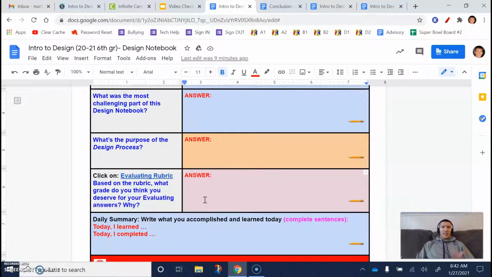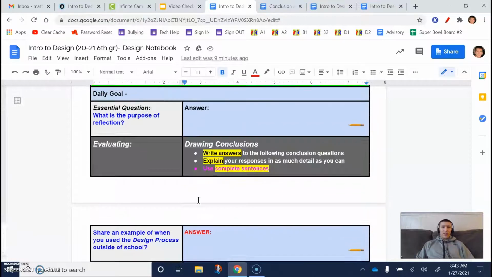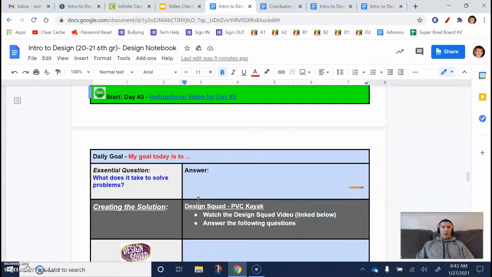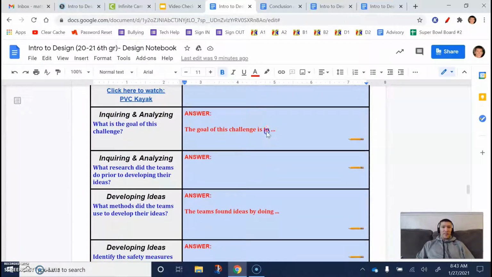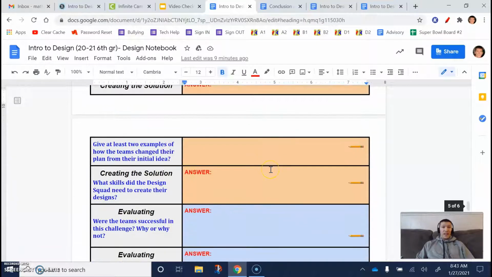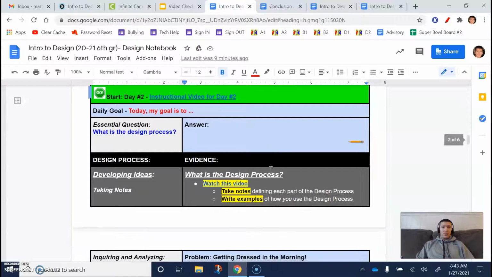And then lastly, this is the end of day number 4. So I would double check through everything in your design notebook. Going back to day number 3, you had to watch the Design Squad video and then see, is there an answer to every question on the right-hand side here? If not, take time to answer them right now. Same thing with day number 2. I'm scrolling up pretty fast here.